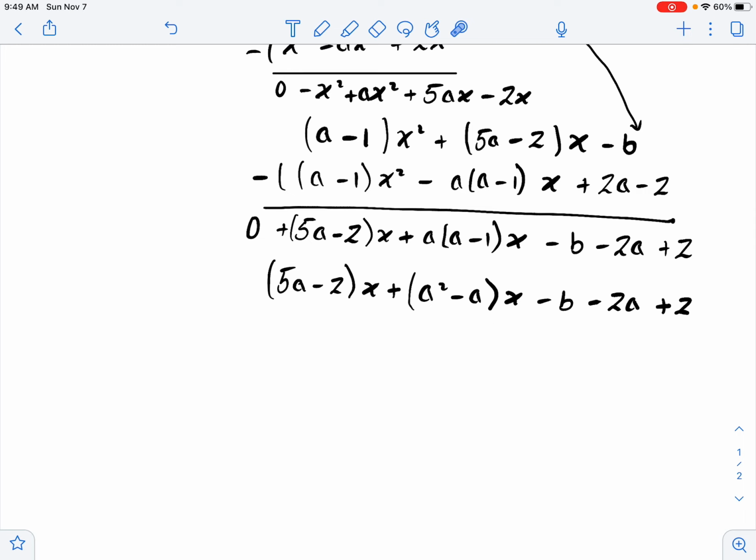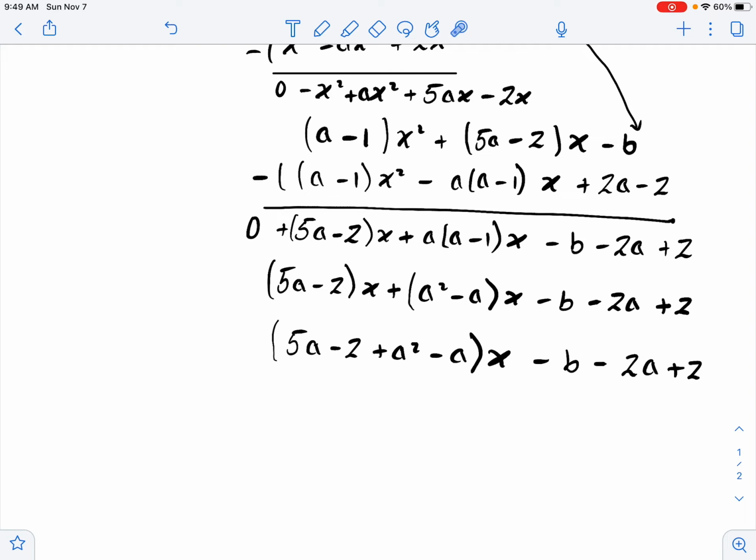Gathering up, I have an x term here and an x term here, so these can be combined. For combining these, I have 5a minus 2 plus a squared minus a, times x, right? I'm essentially factoring out the x out of both of those two terms, and then I have minus b minus 2a plus 2. I'm almost done.